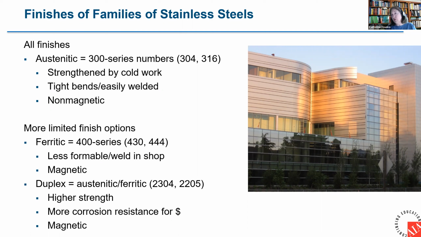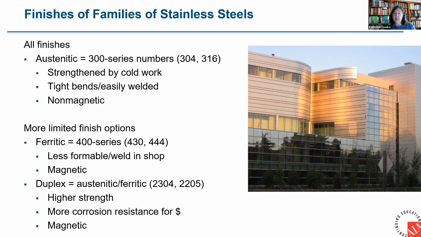There are far more limited finish options on the ferritic stainless steels. Those have the most limited finish options. That includes alloys like 430 or 444. They are less formable and welding can be tricky. You really should be done in the shop. They are magnetic.